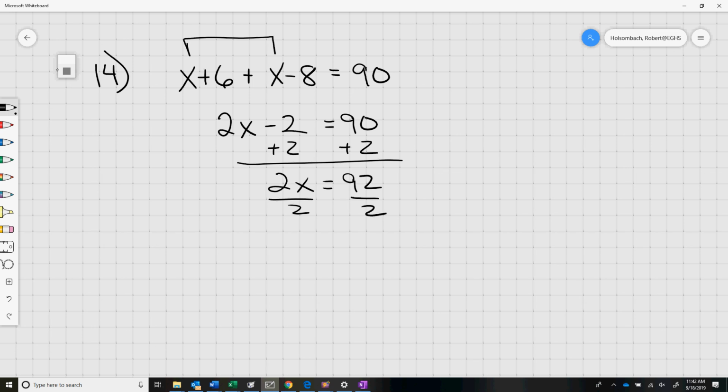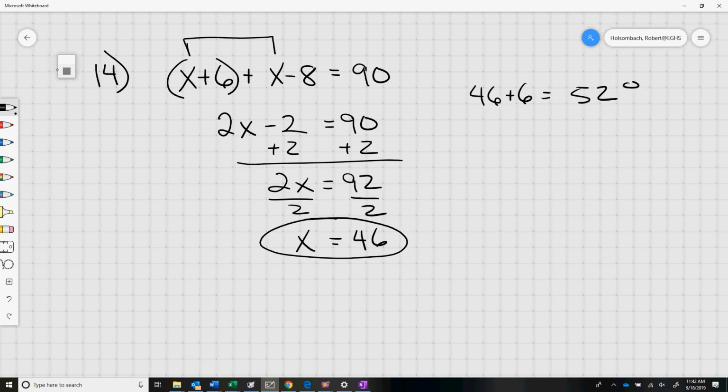There's your x, and they wanted the measure of each angle. So here's one of your angles. 46 plus 6 equals 52. The other angle is your x minus 8, which is 46 minus 8, and that is 38. So those are your two angles.